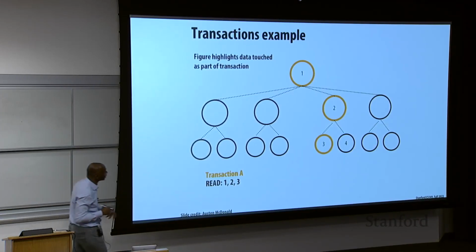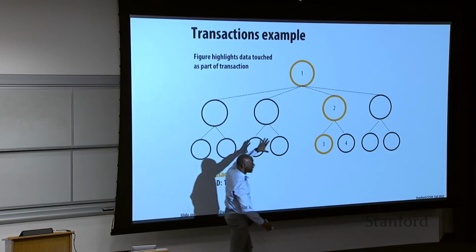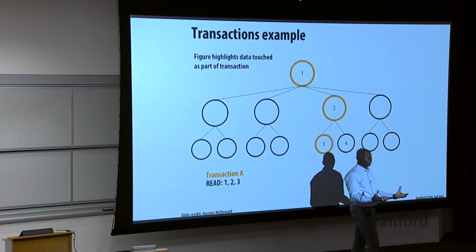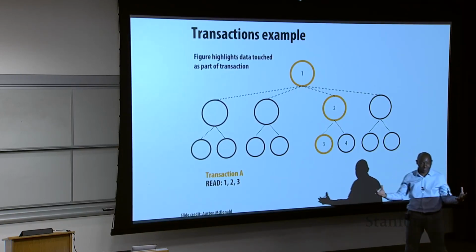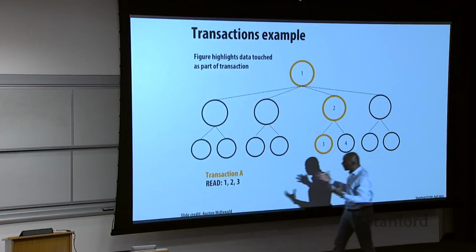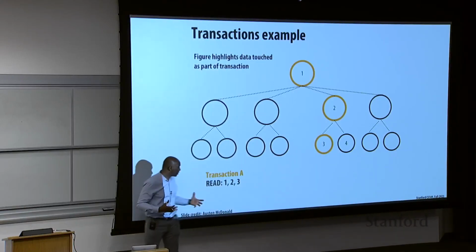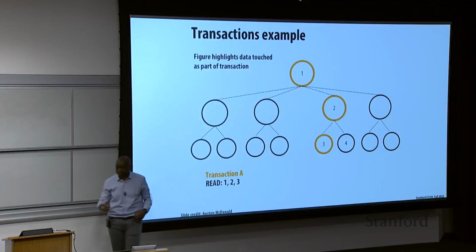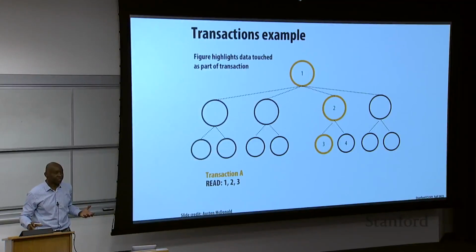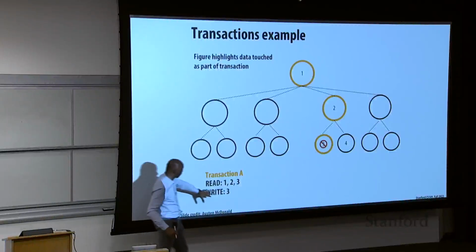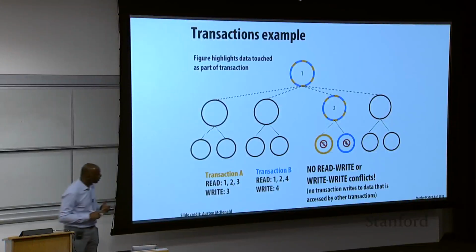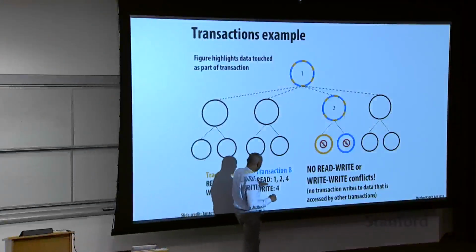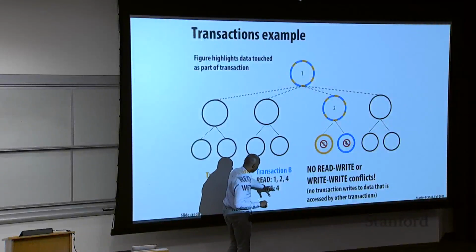The way to think about transactions is that there's some state that you read during the transaction, called the read state, and there's state that you write during the transaction, called the write state. The read state for transaction A is nodes 1, 2, and 3. And what's the write state? 3. So 3 is the write state. And for transaction B, which is going to update node 4, the read state is 1, 2, and 4, and the write state is 4.